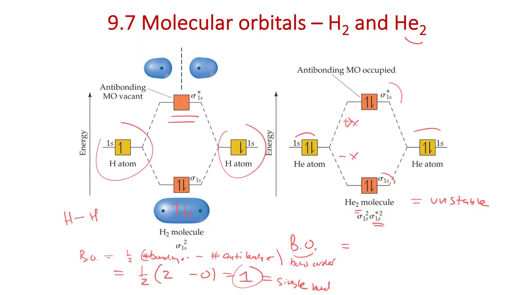Then in the case of He2, we wouldn't expect there to be a bond between 2 heliums, between the noble gases. And we see that the bond order here would be a half times 2 bonding electrons minus 2 anti-bonding electrons. And of course, that's equal to 0. And so that means that there's no stable bond. So we get no bond that forms between 2 helium atoms in the way that forms between 2 H atoms. And again, I think we could have predicted that.